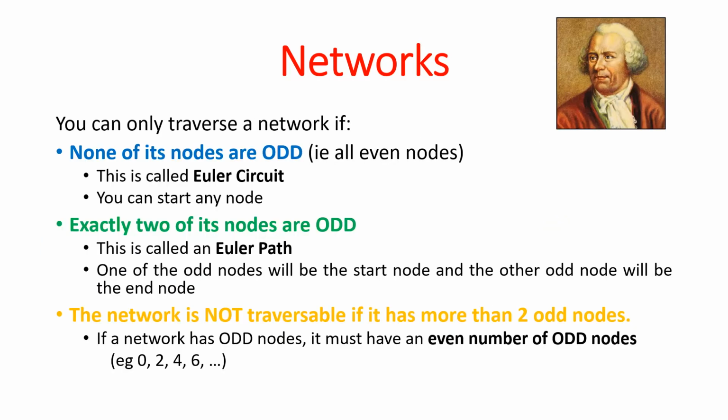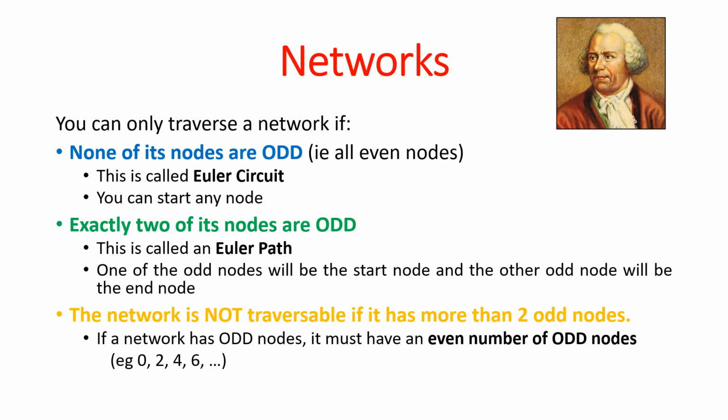Here's the information you need to understand for this video, and you may want to pause it and jot this down to help you remember it. You can only traverse a network if none of its nodes are odd, i.e. all nodes are even. This is called an Euler circuit, and you can start at any node. You can also traverse a network if exactly two of its nodes are odd. This is called an Euler path. One of the odd nodes will be where you start, and the other odd node will be where you finish. And the network is not traversable if it has more than two odd nodes.